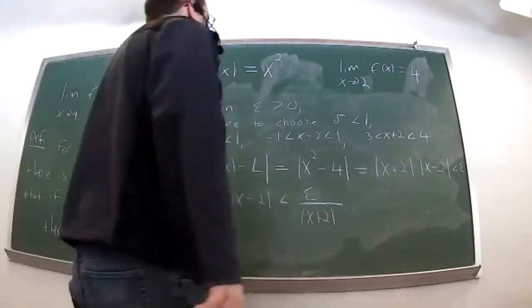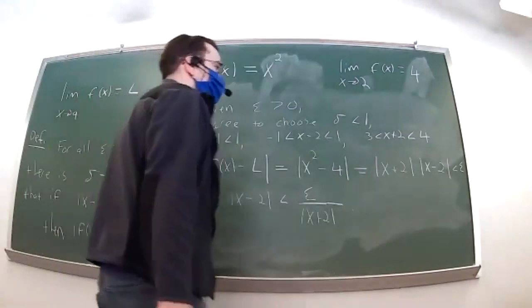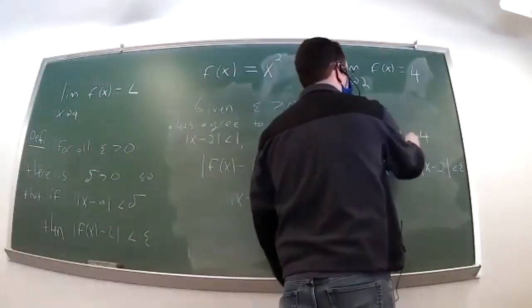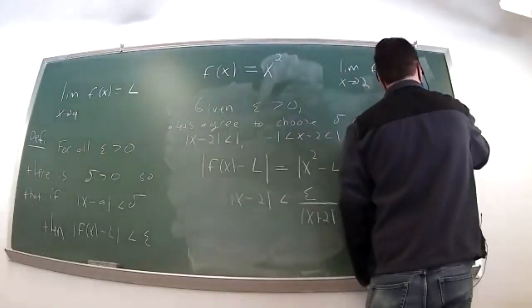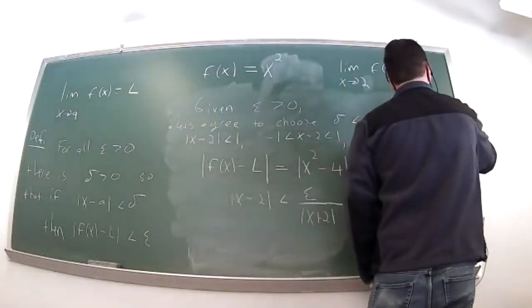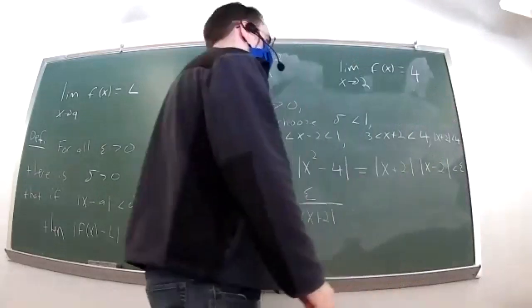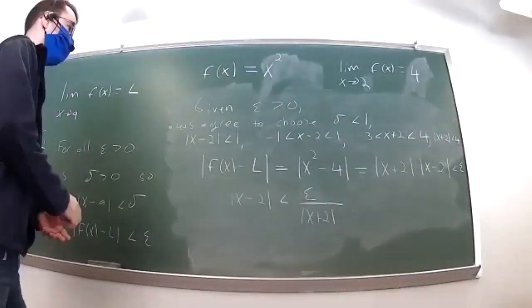So if delta is less than 1, then x plus 2 is definitely going to be less than 4 and bigger than 3, and so certainly its absolute value will be less than 4. And I can use that.